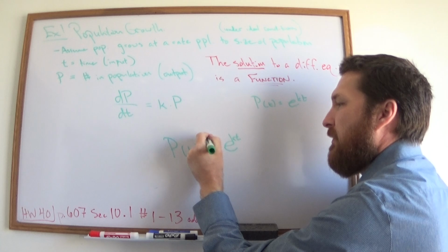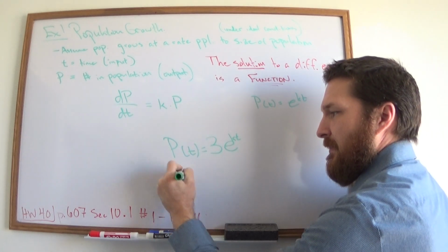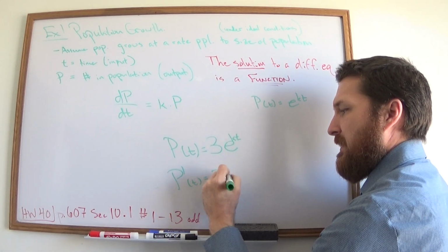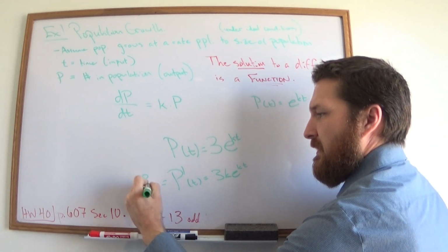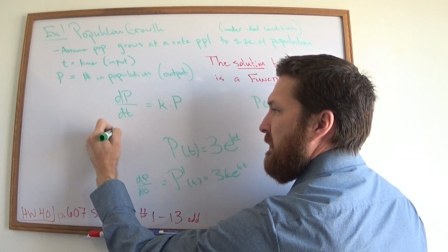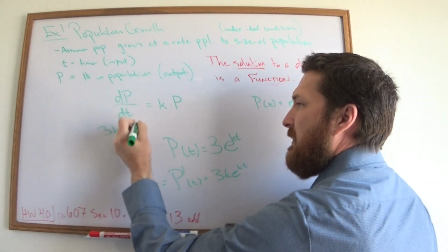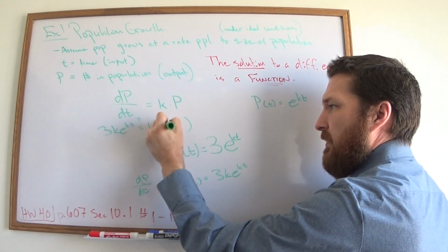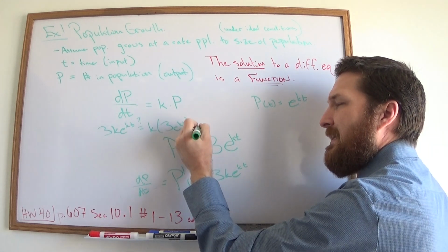Let's use 3. Now let's take the derivative of this guy. P prime of t equals what? 3k e to the kt, which is dP/dt. Now let's see if it solves this differential equation. We have 3k e to the kt. Is that equal to, we're wondering, k times P, which is 3 e to the kt? Is that the same thing? Yes, it is the same thing.